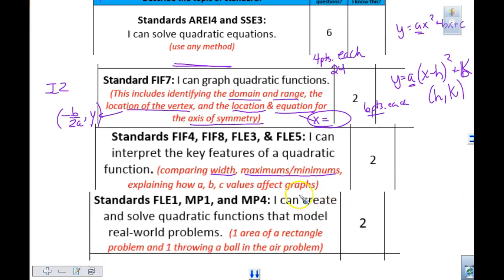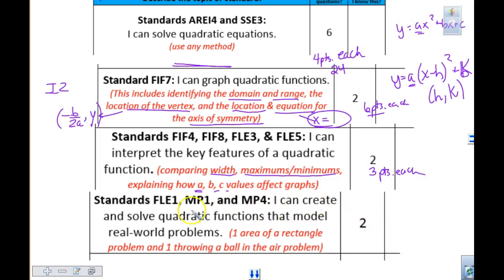All right. So you got to tell me, how does a affect it? How does the b? How does the c? So look back in your notes. This is in your notes. Those are 3 points each for those 2 questions. So we have 6 points there.